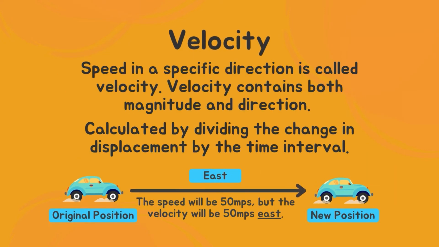There is also velocity. Speed in a specific direction is called velocity. When we talk about directions, we are talking about north, south, east, and west. Velocity is a vector quantity since it consists of magnitude and direction. Velocity is calculated by dividing the change in displacement by the time interval. Velocity has the same units as speed. The directions are considered from the starting position. For example, if a person is driving towards a restaurant, their starting position would be from where the car was parked.